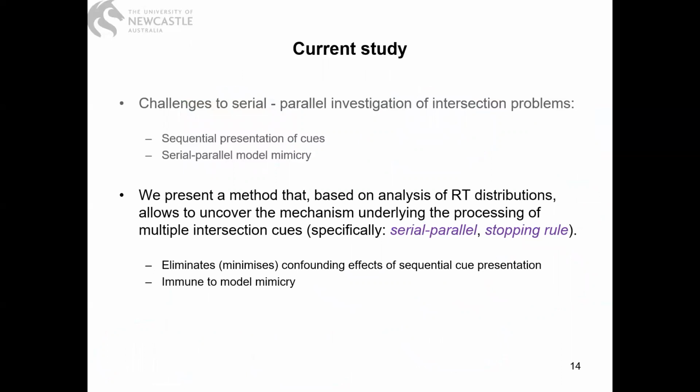We present a method that, based on analysis of response time distributions, allows us to uncover mechanisms underlying the processing of multiple intersection cues, and specifically the question of serial and parallel processing. We show that we can eliminate the confounding effects of sequential cue presentation and that the method is immune to model mimicry.